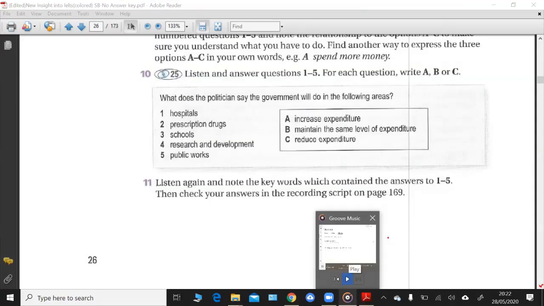Number one, they will increase the expenditure. So the answer is A.